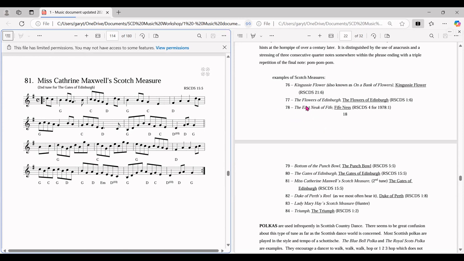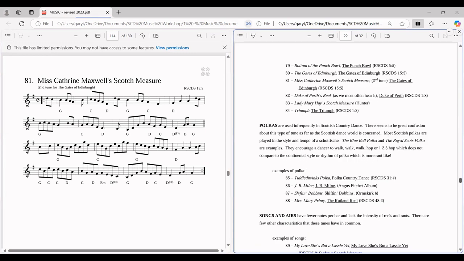Yes, and you can see in the list here from number 76 to 84, there are a number of tunes that you dance to frequently. The Flowers of Edinburgh, maybe the Gates' Duke of Perth, which we now dance in halftime. The music was written to be played twice that speed, but we don't. And then the Triumph is also a Scotch measure. All that yum pa pa stuff.